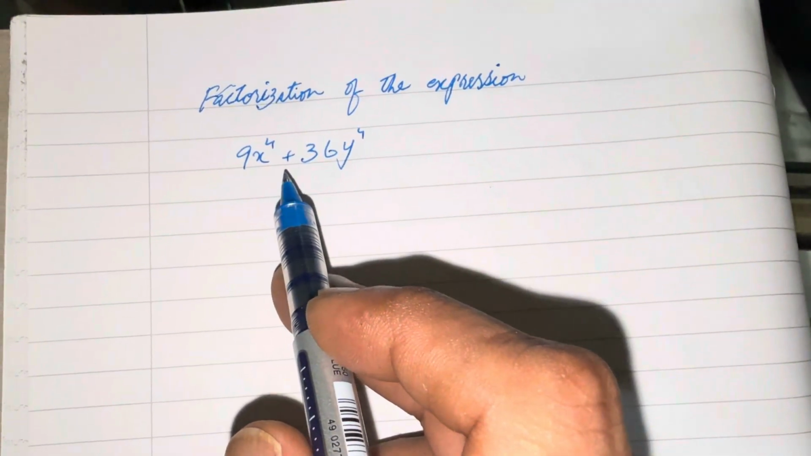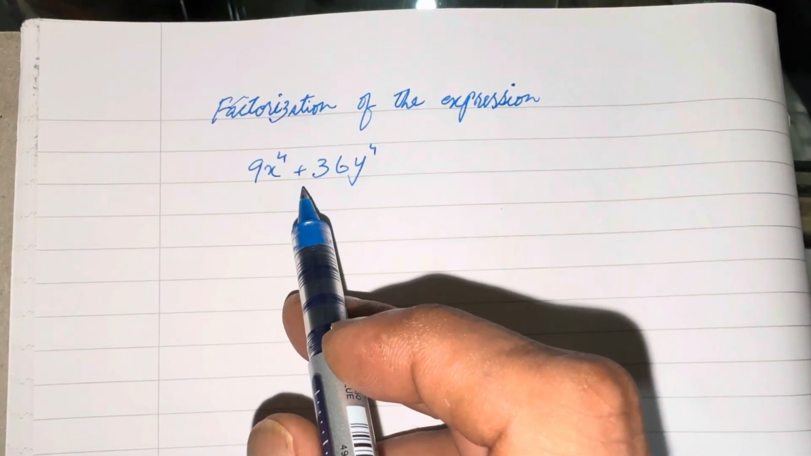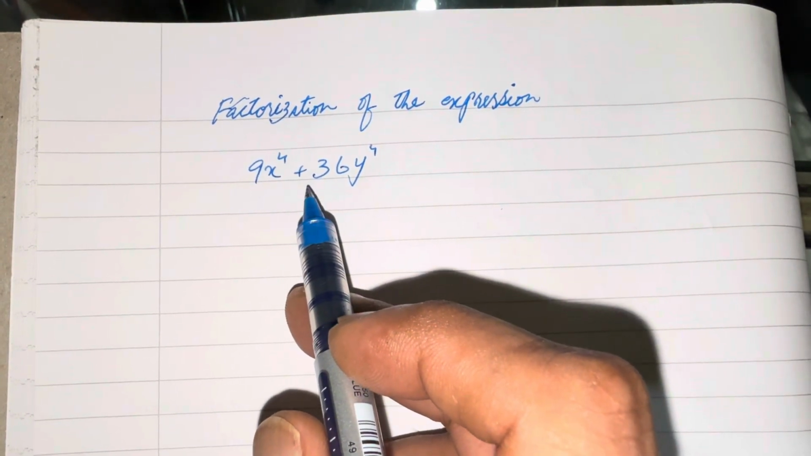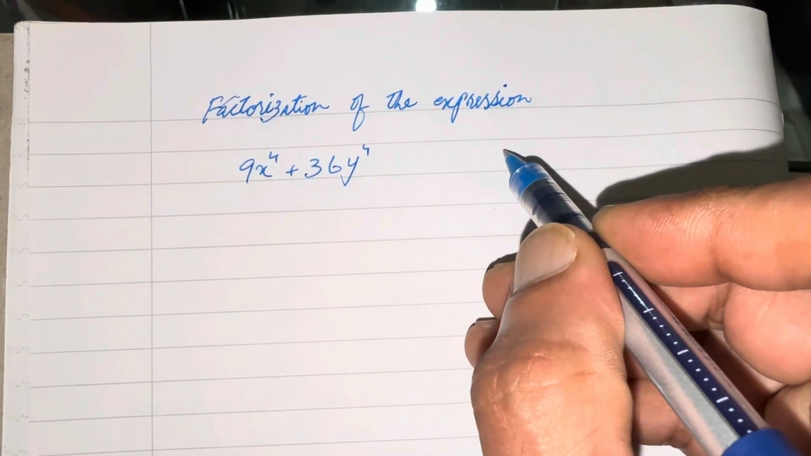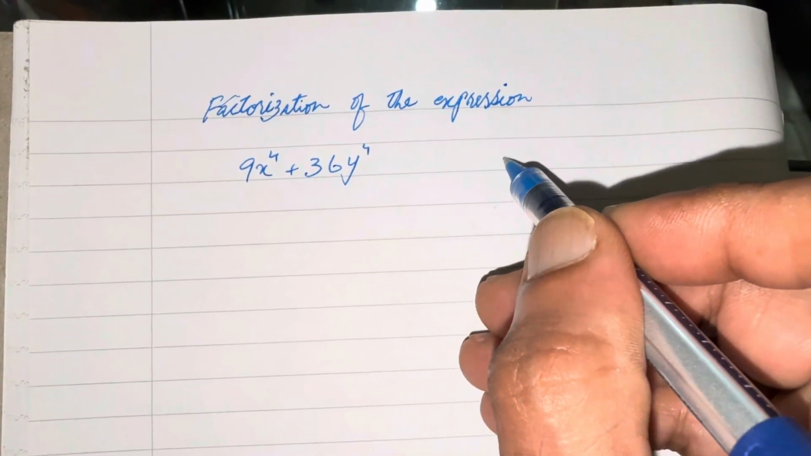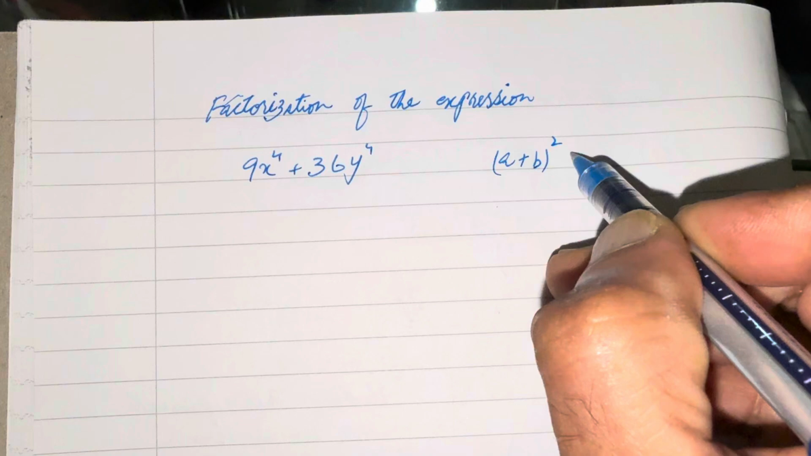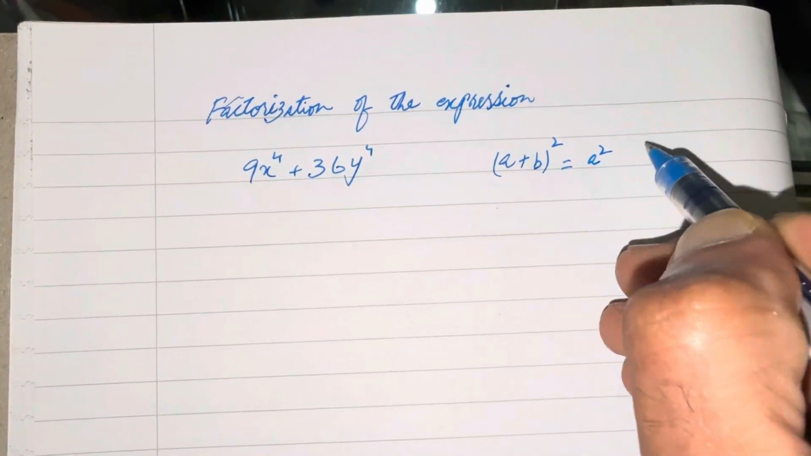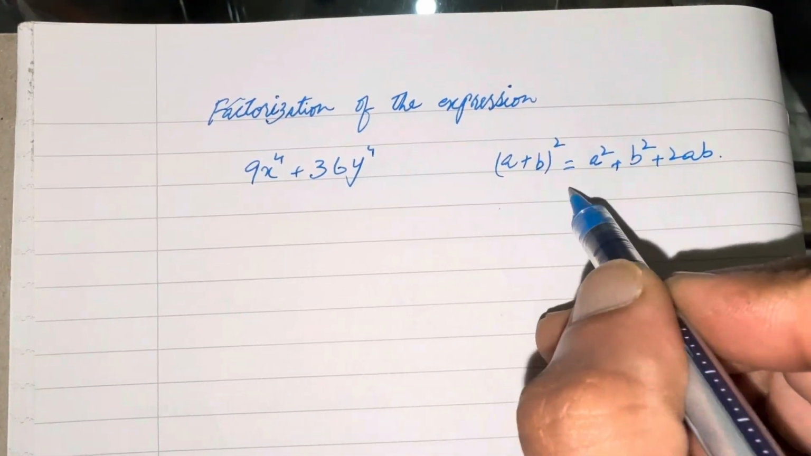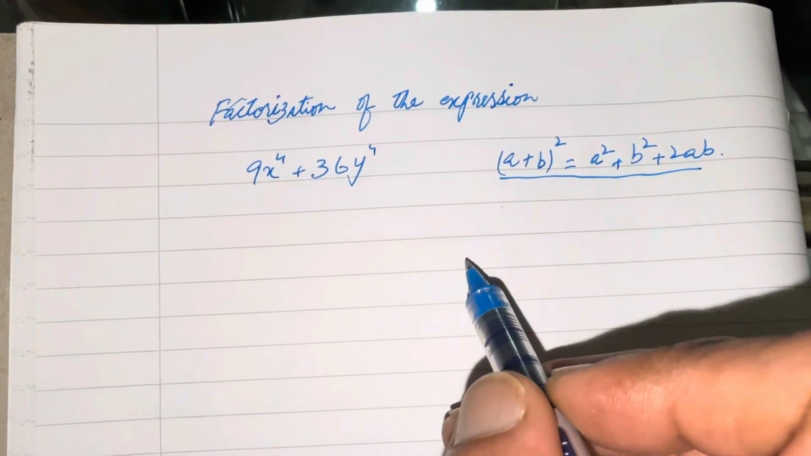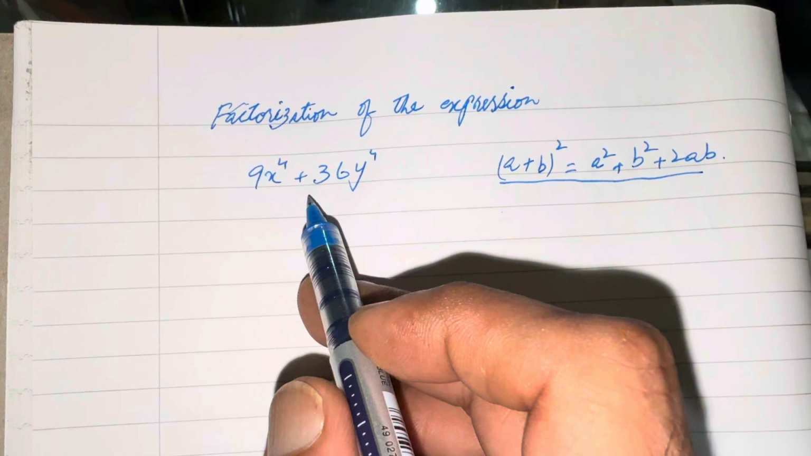To solve these kinds of questions, we have only one way: we have to complete the square by using the formula that we have already known, that (a plus b) whole square is equal to a square plus b square plus 2ab. So that's the formula that we are going to use to solve this kind of expression by completing the square.